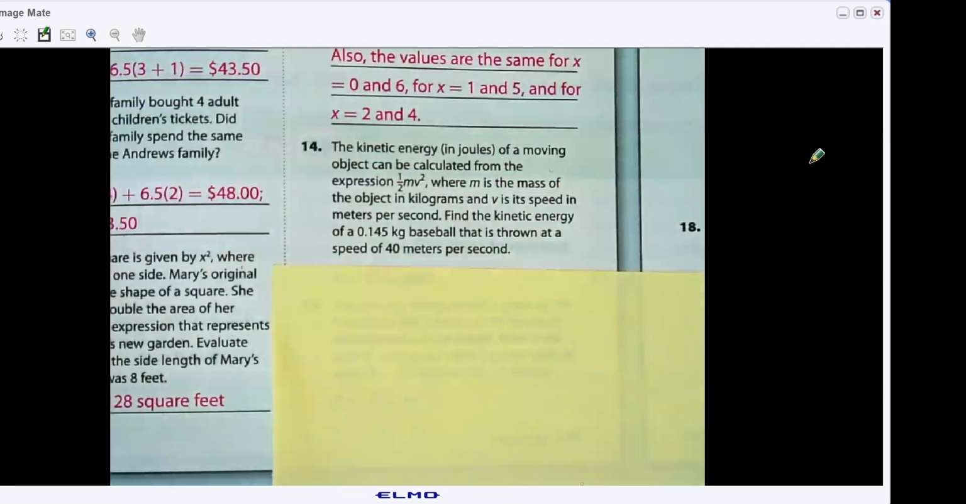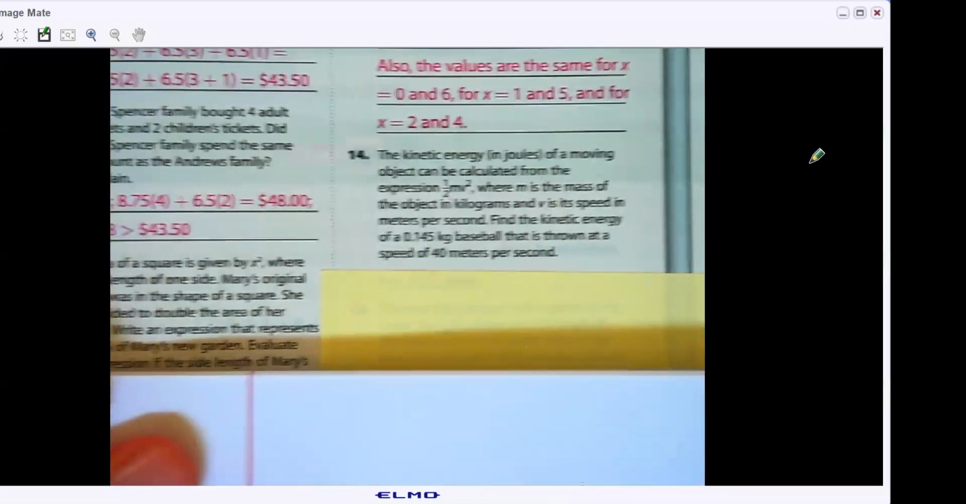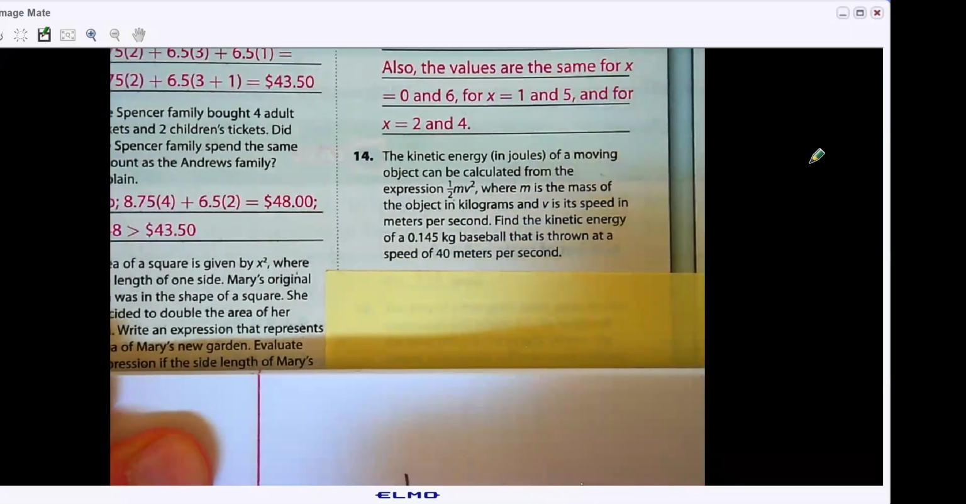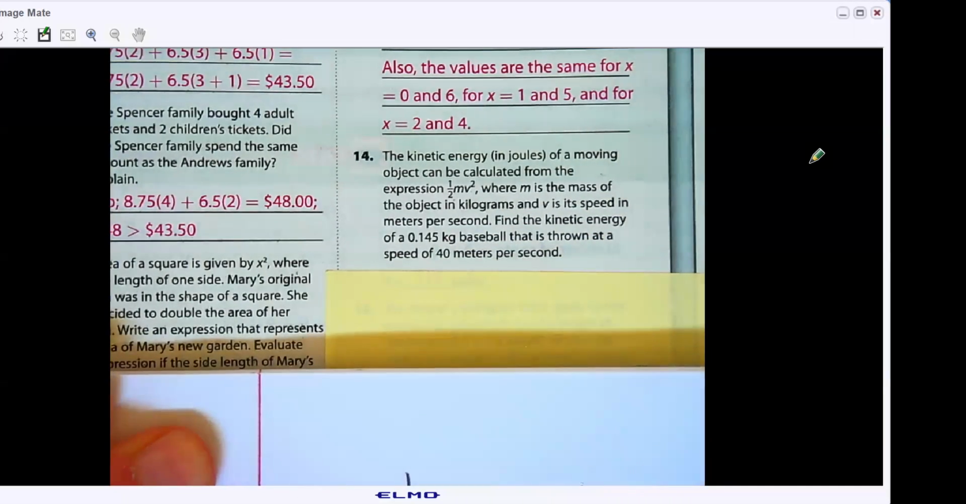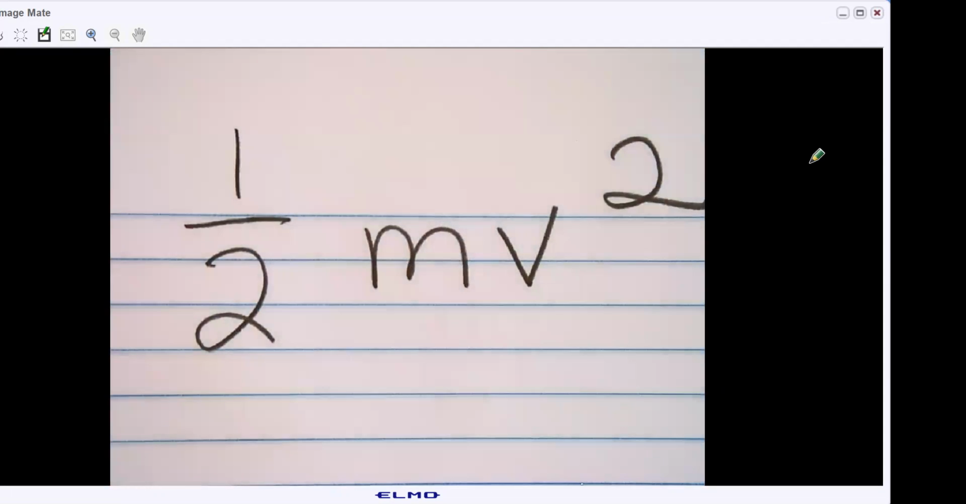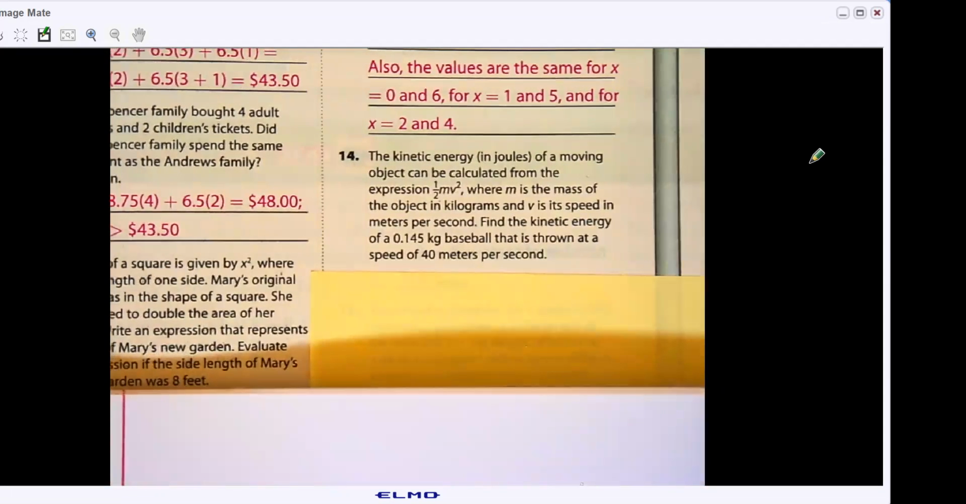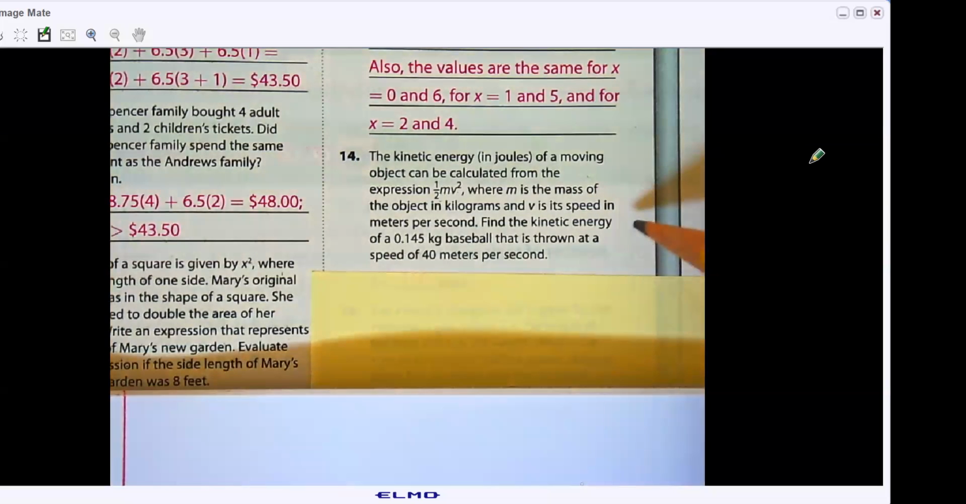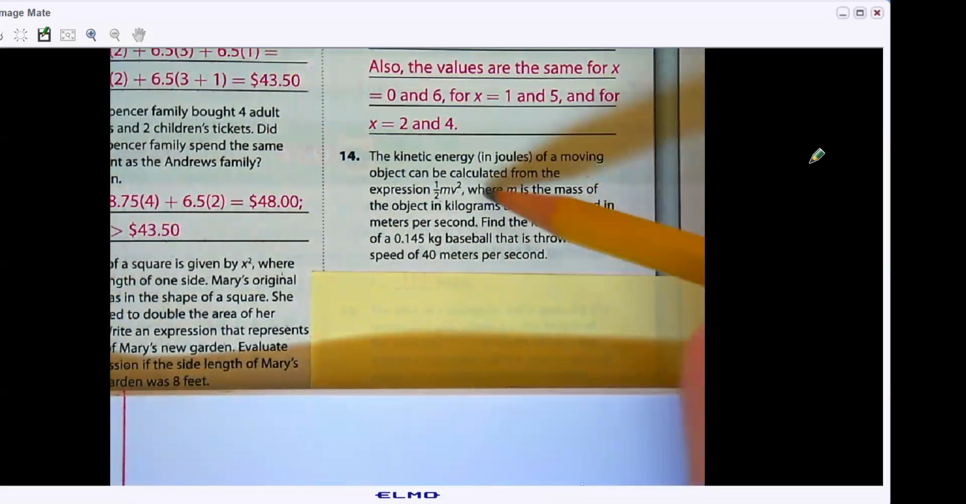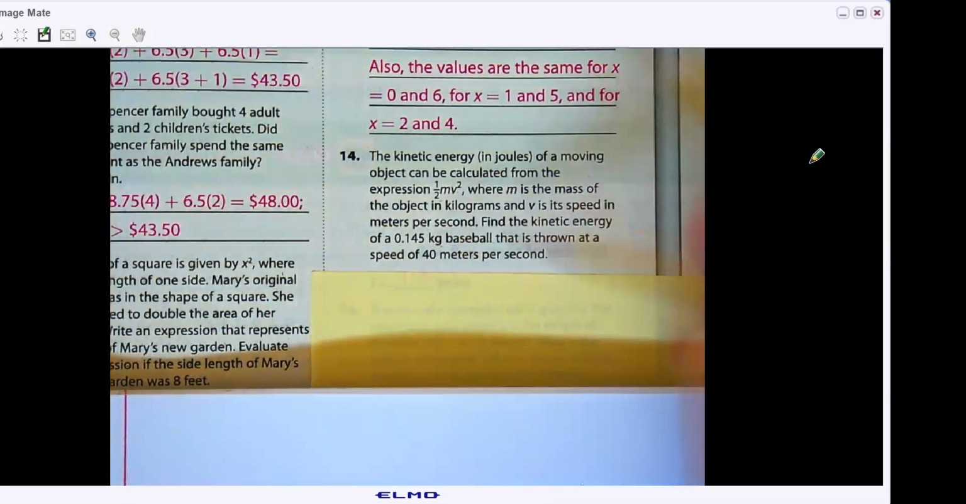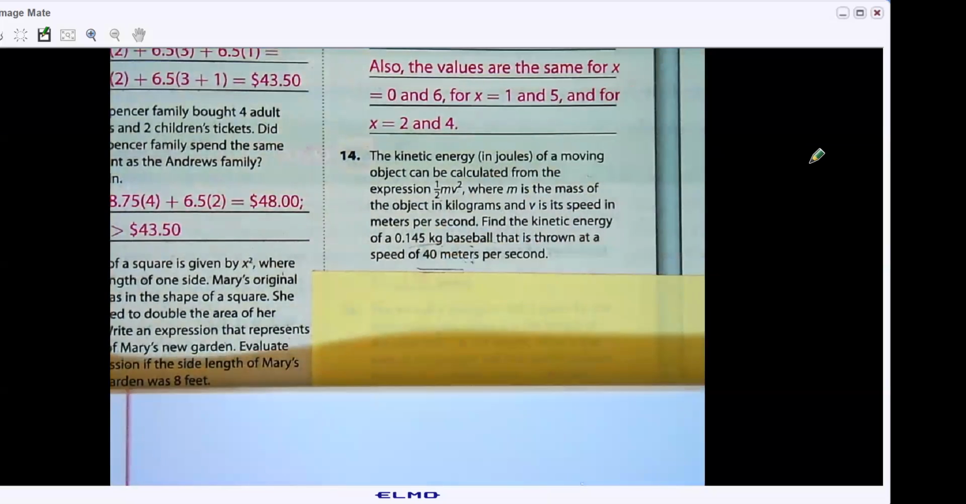So let's talk about energy. Let's look at the expression. The expression is 1/2 mv squared. Mass times velocity squared, right? And the problem told me my mass. The mass of my baseball is 0.145 kilograms. I was looking for that. So I have the speed. My speed is 40 meters and my mass is 0.145.